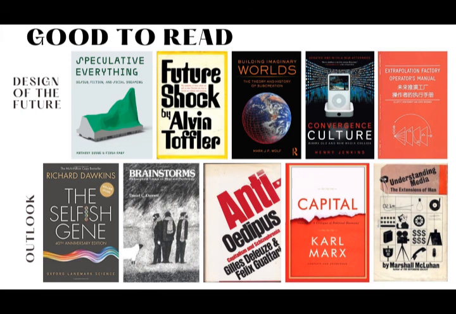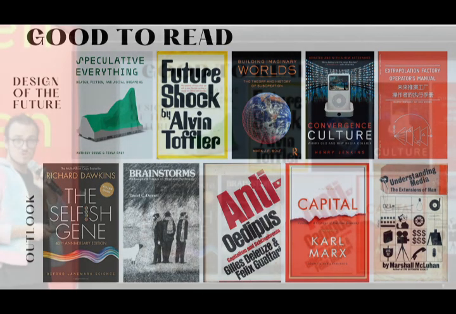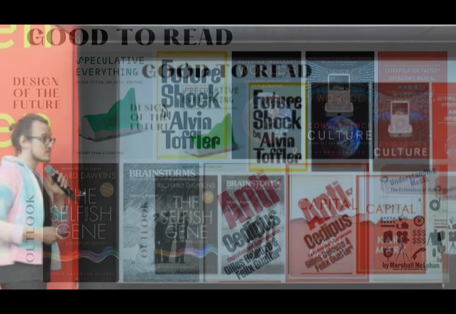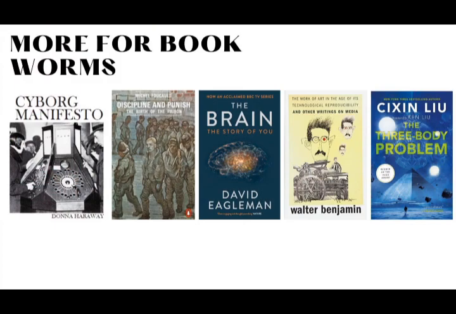Exactly, you're doing just right. Please take a picture of these books, because this is my personal path to this understanding. Some things on design of the future, including Speculative Everything that I mentioned before by Dunne and Raby. And some things for the outlook that generally give you ideas of the social dynamics. And here is another page for the bookworms. So if you're very much into reading and understanding how this world works, I suggest these things.